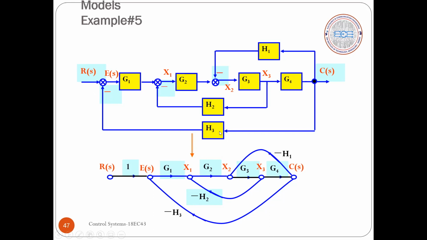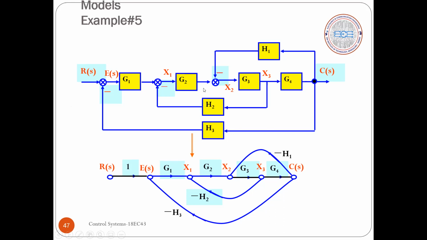For that path we have a gain of H3, and for that H3 also I have taken minus. Okay, what does it mean? To the summer, we can give the polarity. Here to the node I cannot give the polarity, so that minus I'll be taking to the branch gain and I'll be mentioning here. Is this clear?